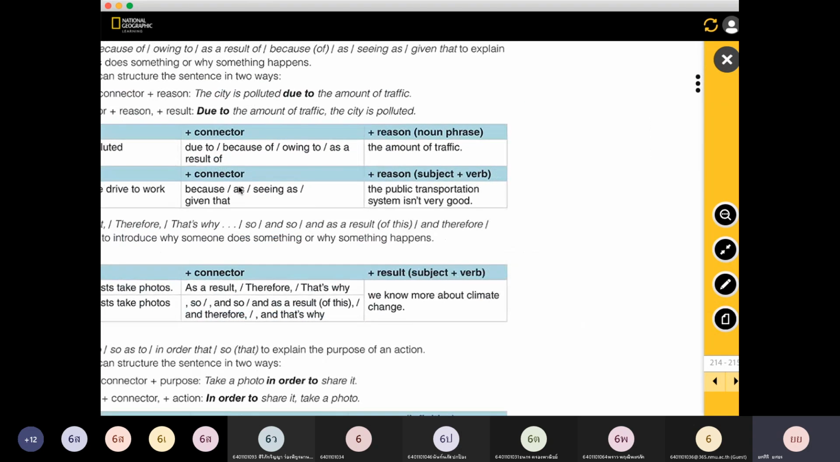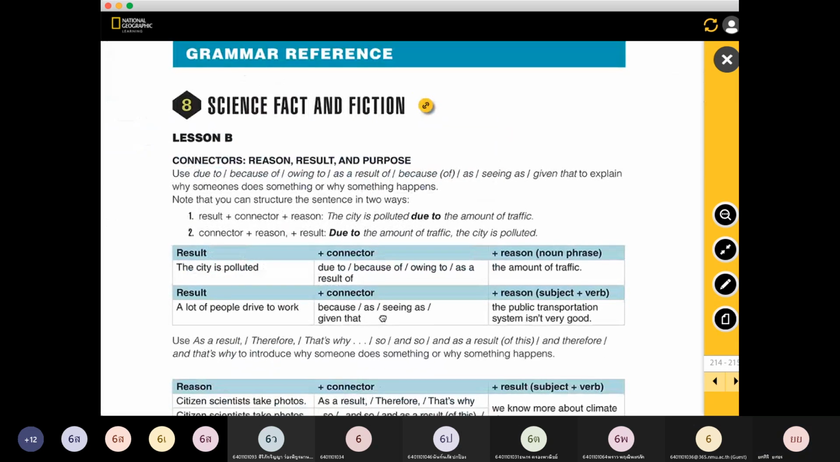Okay. So you see here that you can use due to, because of, owing to, as a result of, because, as, seeing as, given that, to explain why, the reason that. If you look here, there's result, connector, and reason. And also there are two patterns: result, connector, and reason; and also connector, reason, and result. It depends on the words that you use. Use as a result, therefore, and that's why to introduce why something happens here.